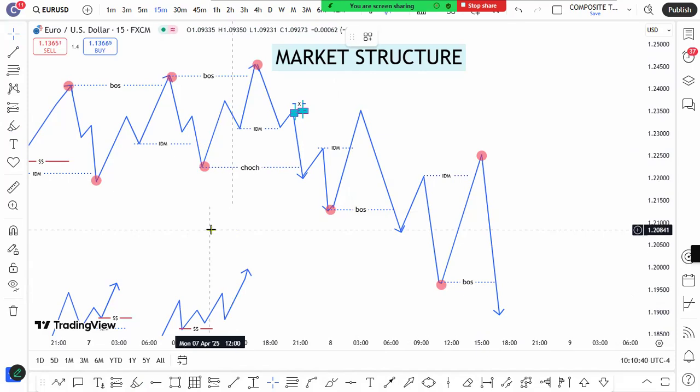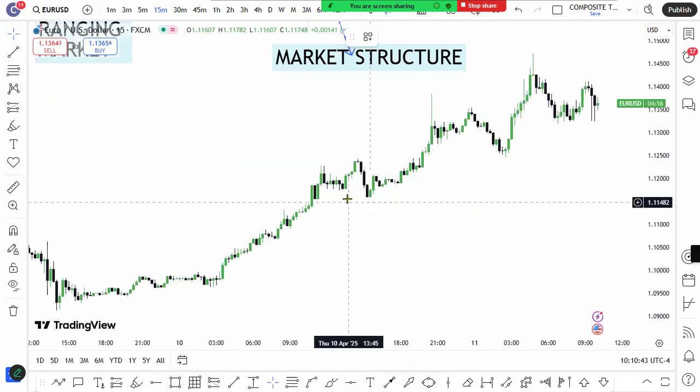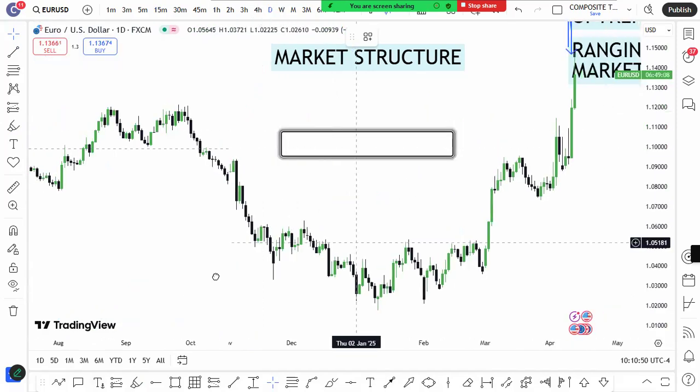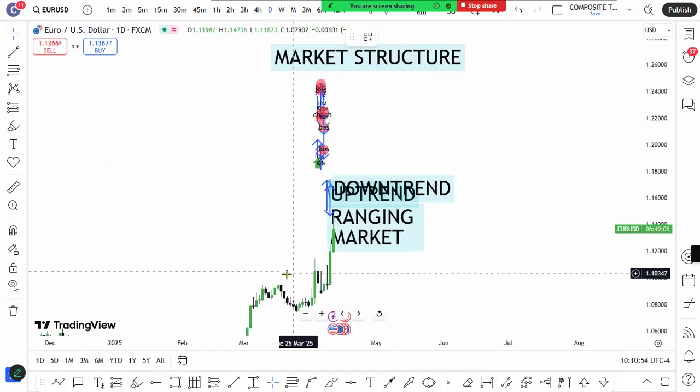market structure rules. So this is EUR/USD, and I'll go to a little bit higher time frame. Let's say that I go to daily. Let's use daily today. Allow me to get rid of this.